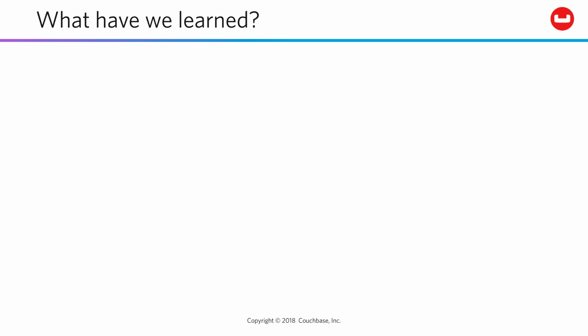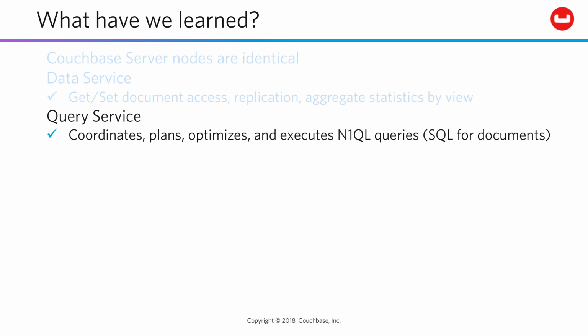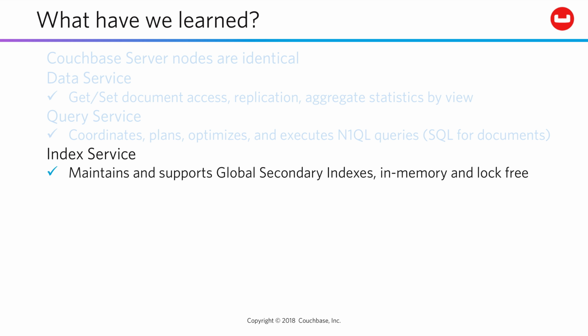So what have we learned? Couchbase nodes are identical and are clustered with carrier-grade performance. The data service exposes individual document operations along with replication and aggregation. The query service keeps your team's SQL skills directly relevant while extending them with the power and flexibility of JSON. The index service provides the fast, powerful in-memory indexing your queries demand.